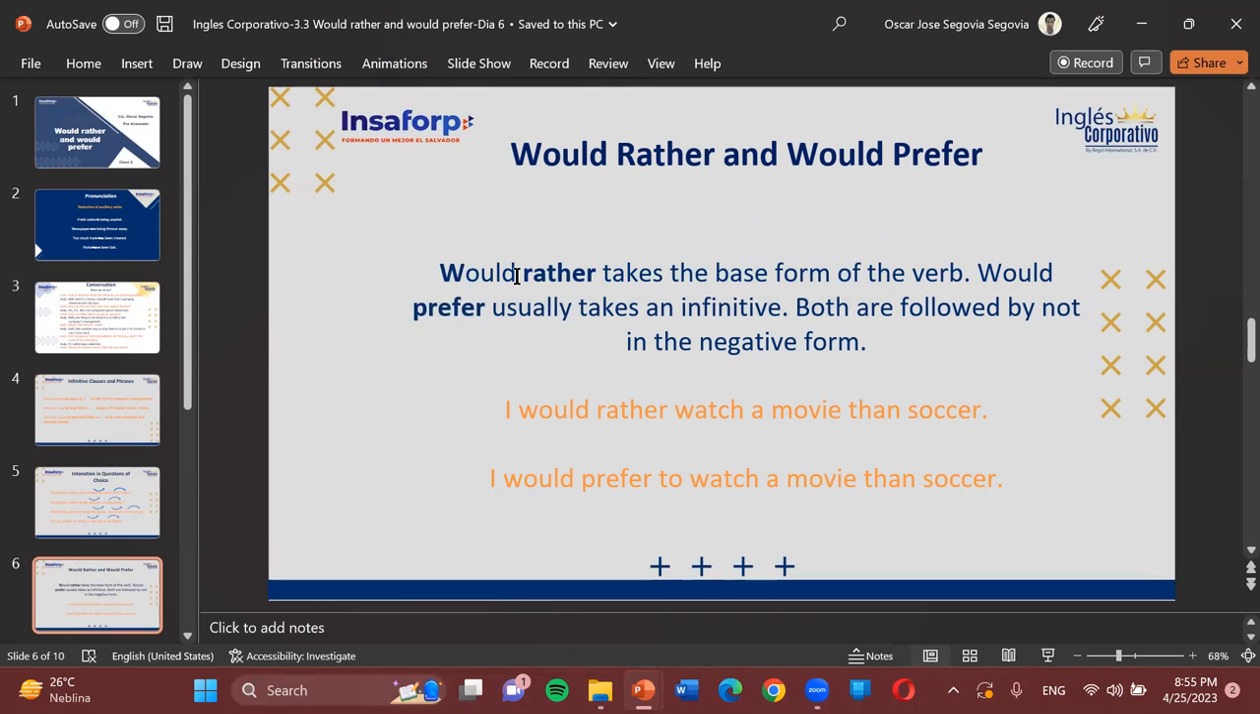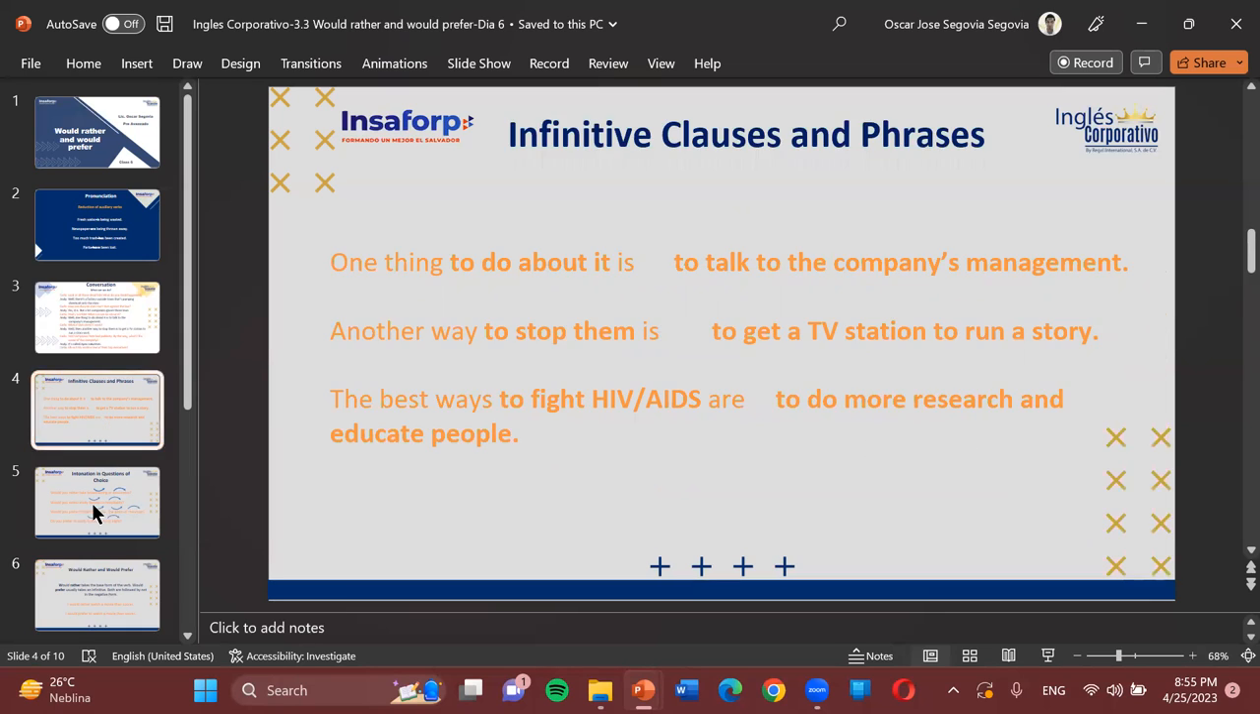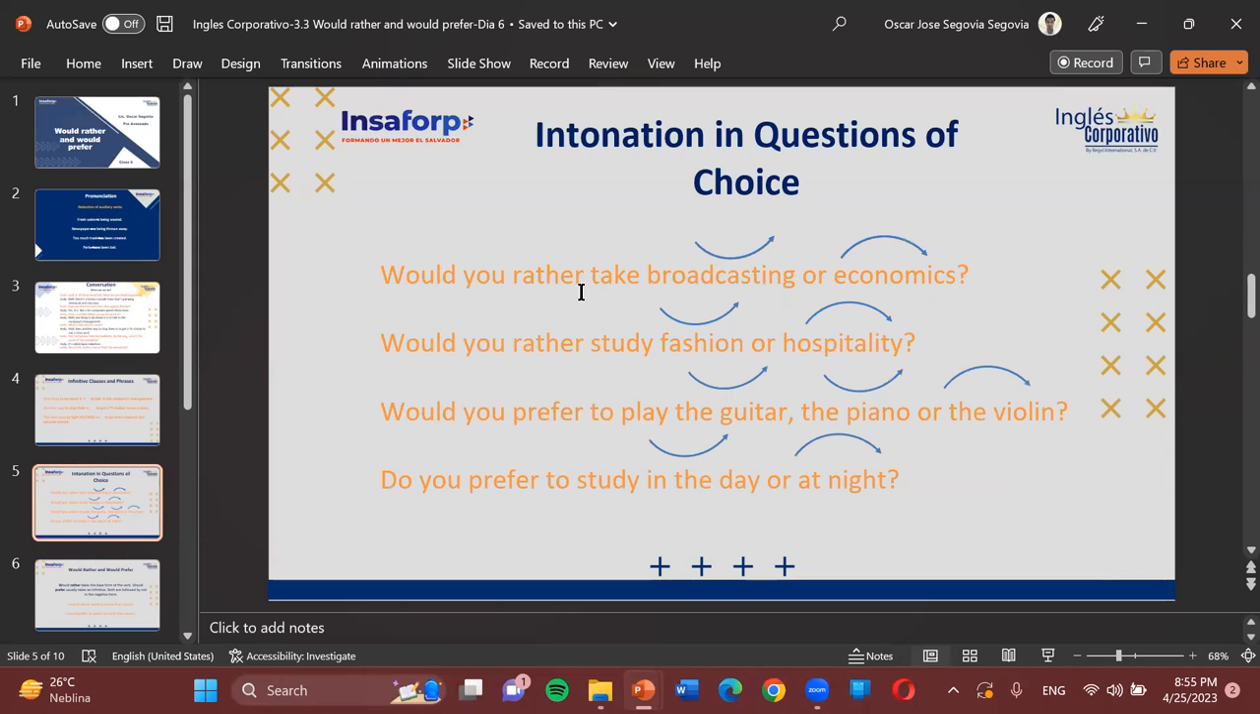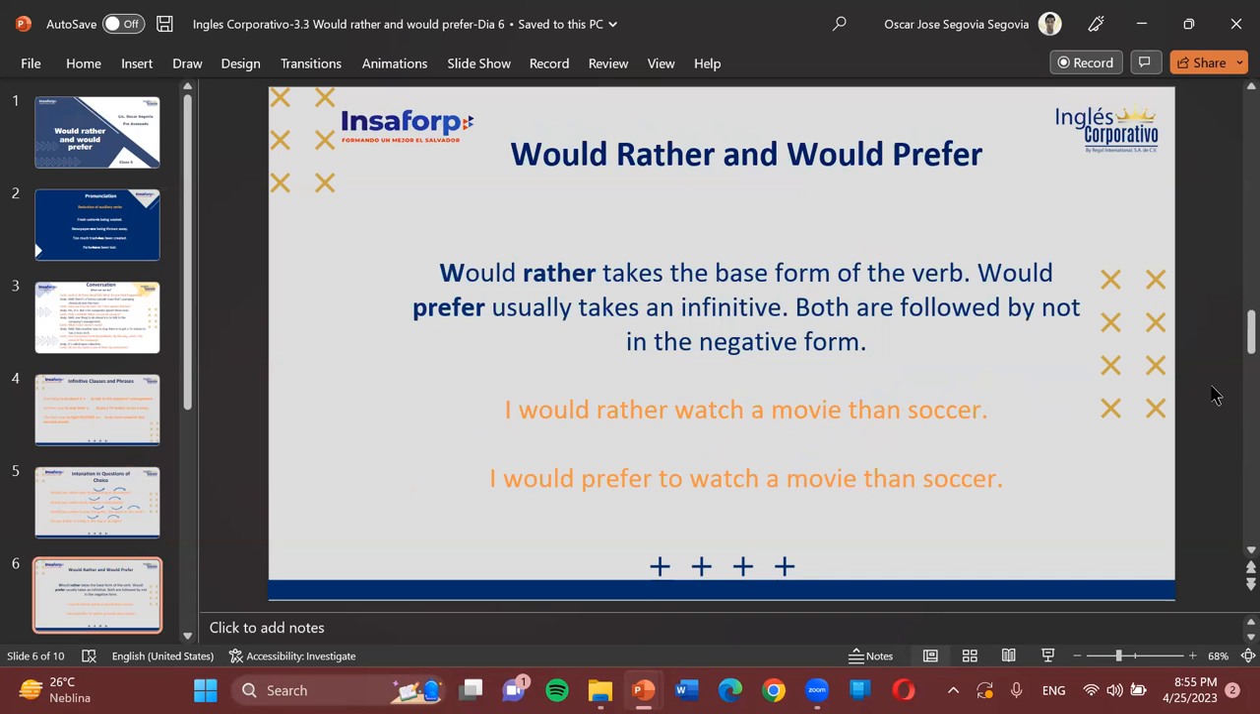Entonces, esto significa que con el rather no hay necesidad. Si ustedes se fijaron al principio, en la primera vez que estaba leyendo la oración, yo cometí el error de decir rather to, ¿sí? Perdón, en esta de acá, would you rather to take, pero luego me fijé que no estaba el to, ¿verdad? Y pues me retracté de eso.